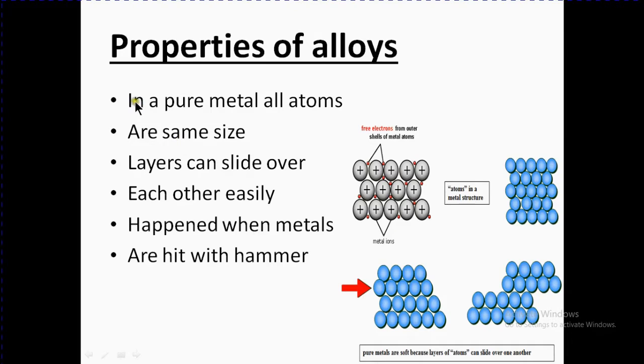What are the properties? In a pure metal, all atoms are the same size. You can see here, in a pure metal, all the atoms have the same size. So what happens? Layers can slide over each other easily when you press them, such as when metals are hit with a hammer. If you hammer on it, the layers slide over each other because they are the same. Pure metals are soft because layers of atoms can slide over one another.